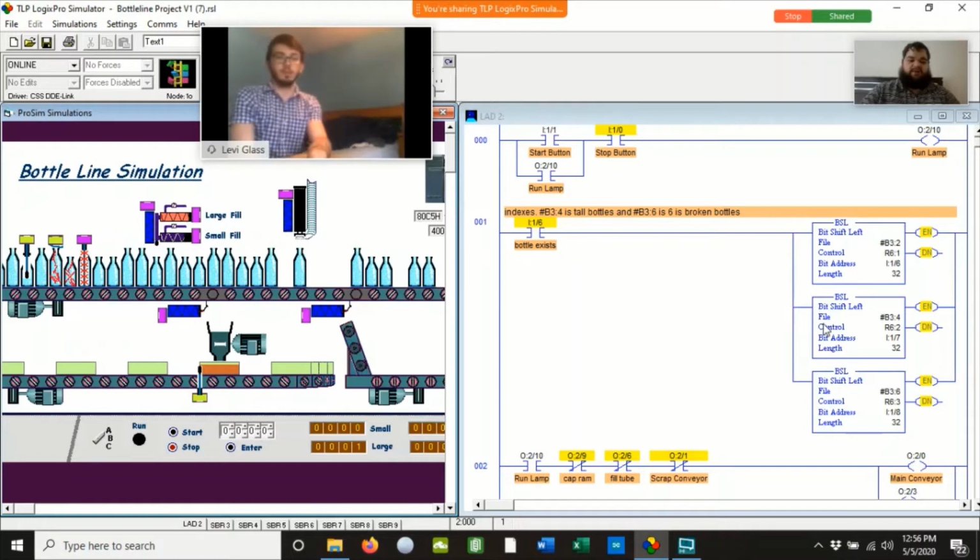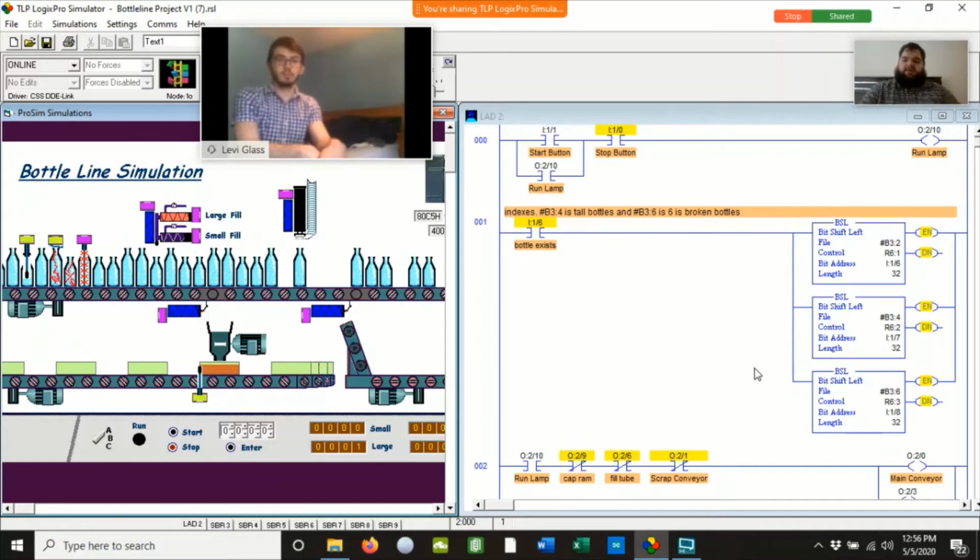Word 4, its bits will control the tall bottles as it passes the limit switch here. This will track the larger bottles. This will allow us to properly know when the tall bottles are under the fill station, when they're over the diverting gate, and when they're out of the capper.